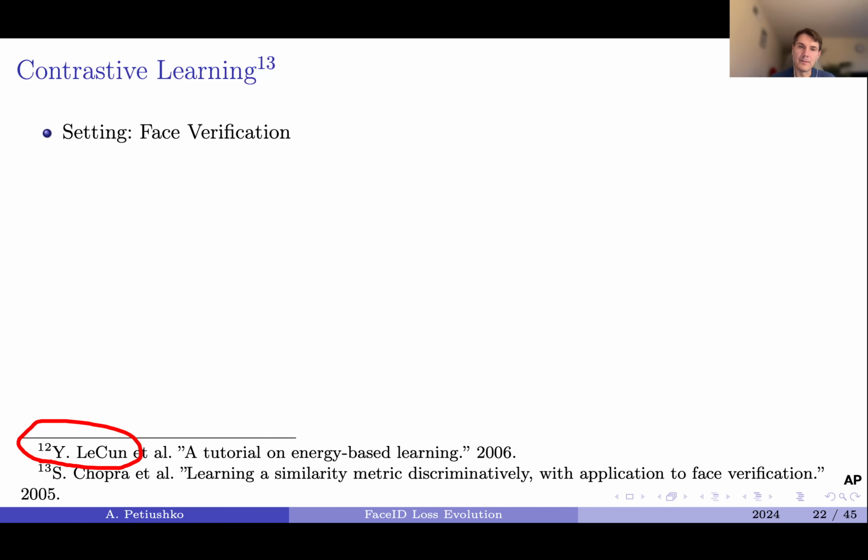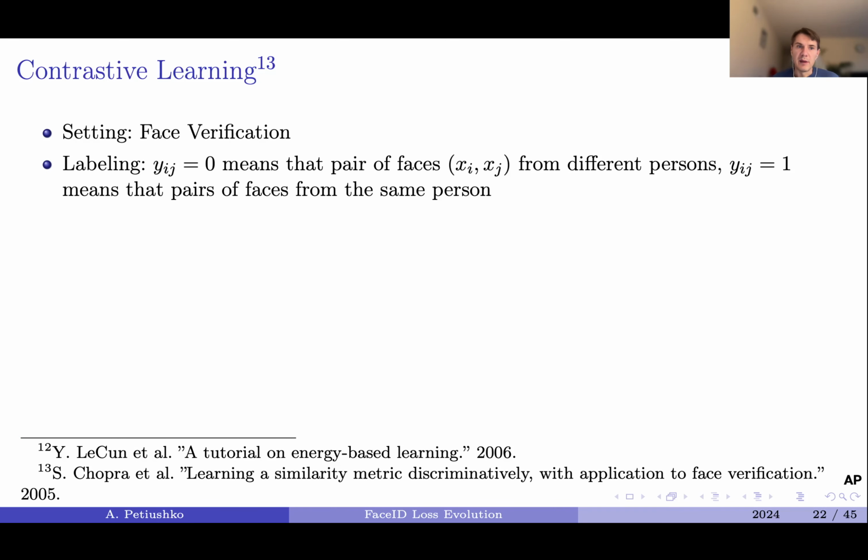so face verification was quite reasonable as a task at that time. And for labeling, the notation used was Yij, and if Yij equals 0, it means that the pair of faces xi and xj are from different persons, but if Yij equals 1, it means that the pair of faces xi and xj are from the same person.